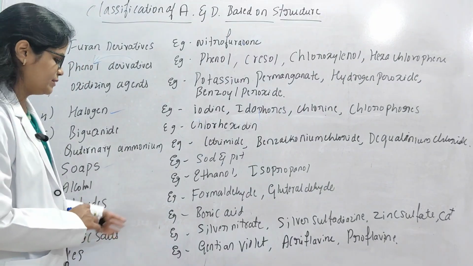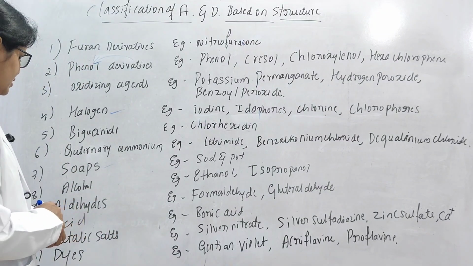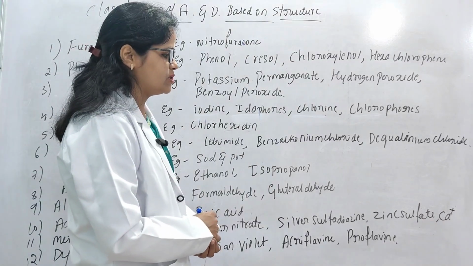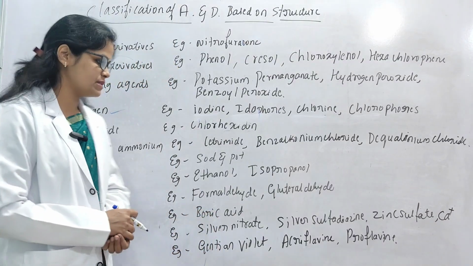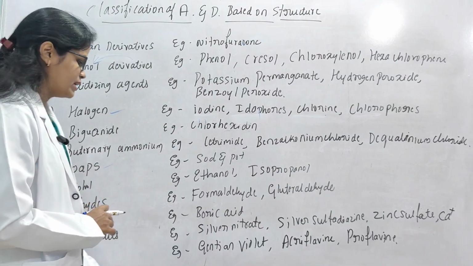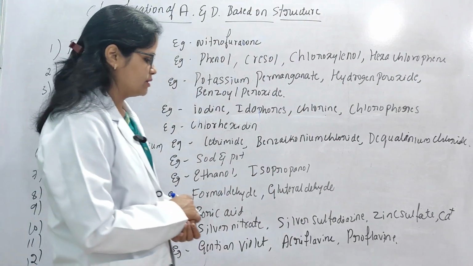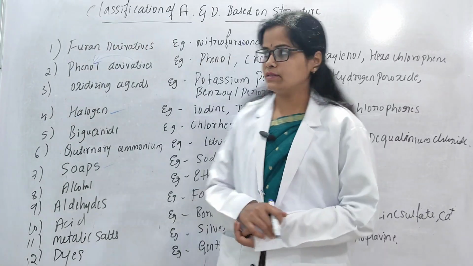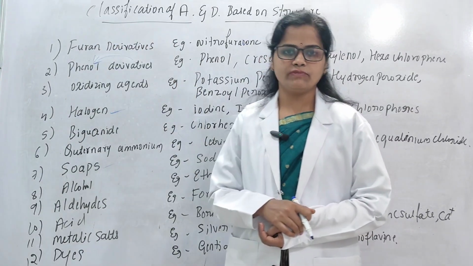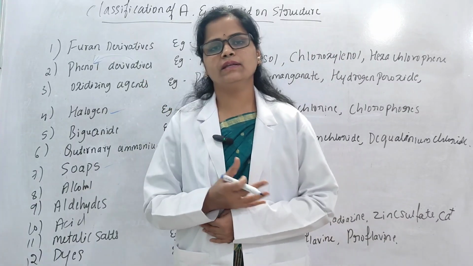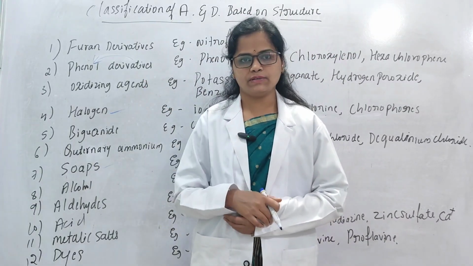Example for the acids is boric acid. And metallic salts are silver nitrate, silver sulfadiazine, zinc sulfate and calcium. These are the metallic salts. And next, examples for the dyes are gentian violet, acriflavine and proflavine. These are the classifications of antiseptics and disinfectants based on structures with examples. Next we'll see the detailed explanation of these classifications.